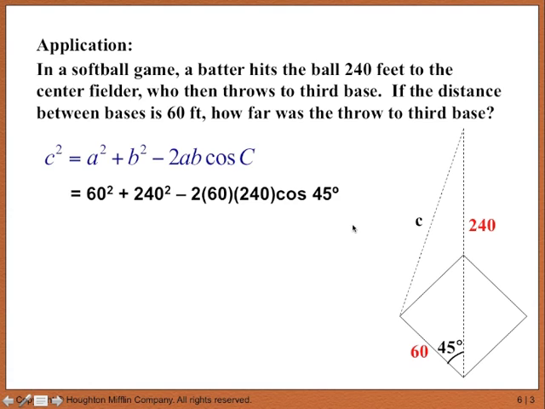Plugging all that in, we can figure out that our side C is 202.8 feet. And therefore, the throw from center field to third base was 202.8 feet.